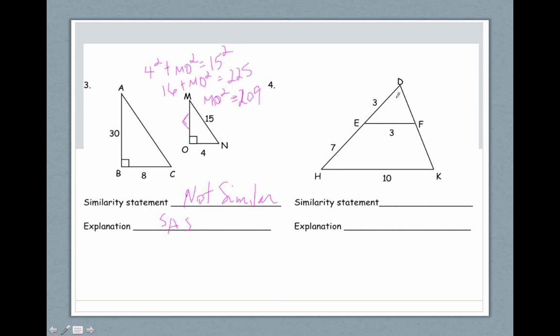This one, we've got side, side, angle. And what we need is then proportionality. So is 10 to 10 equal to 3 to 3? And the answer is yes, they are similar. Angle DEF similar to DHK.